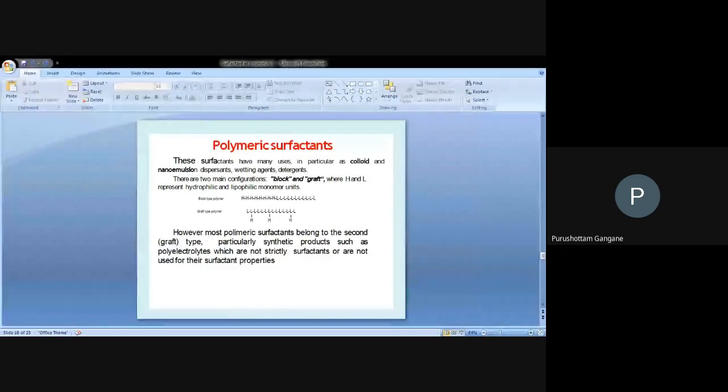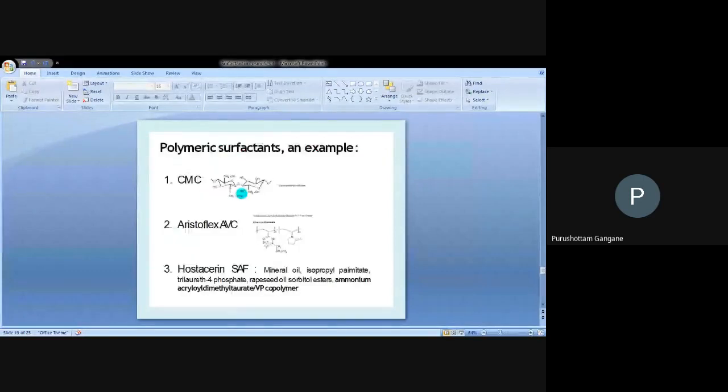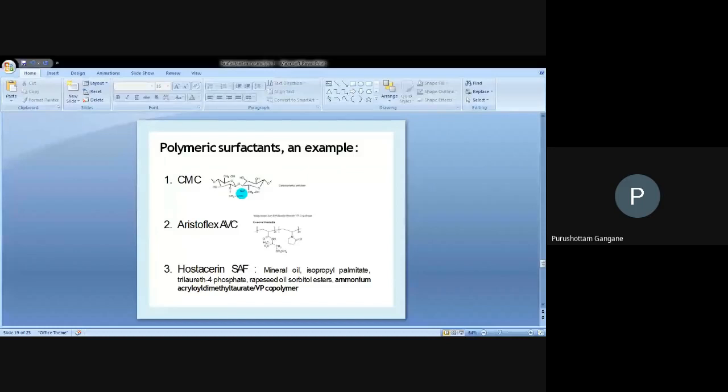However, examples of these types of polymeric surfactants are CMC. You know that it is a popular polymer, carboxymethyl cellulose. Then Aristoflex AVC is another type of polymeric surfactant, and Hostacerin SAF.